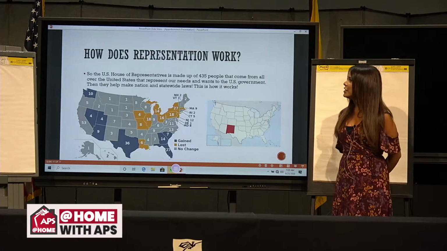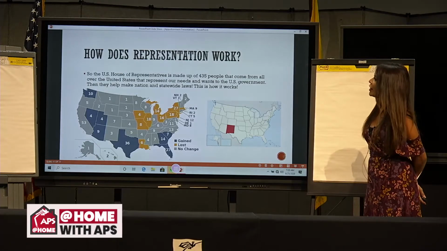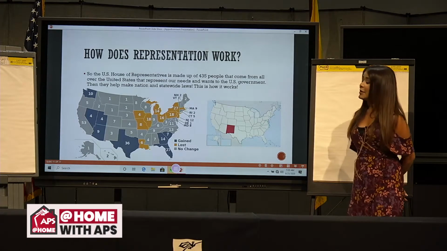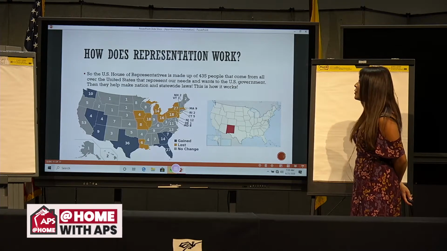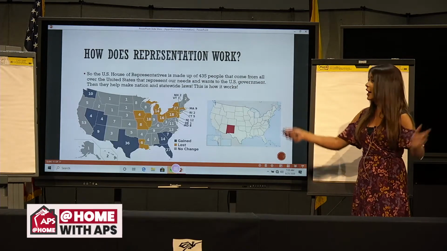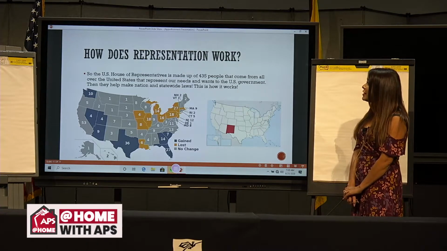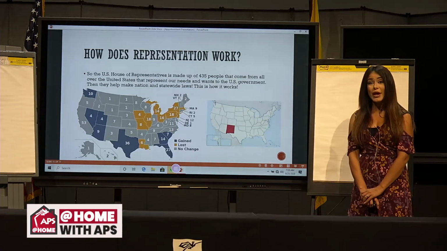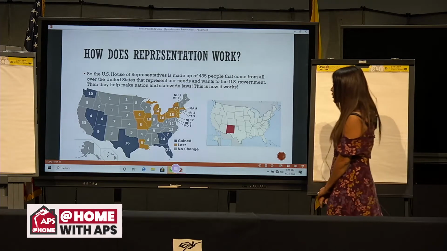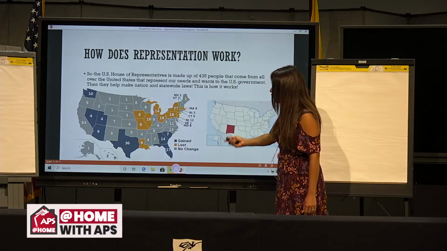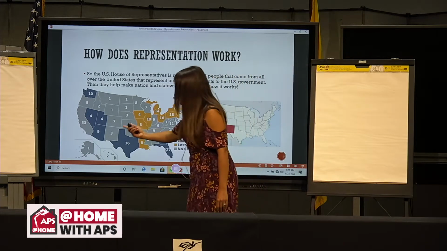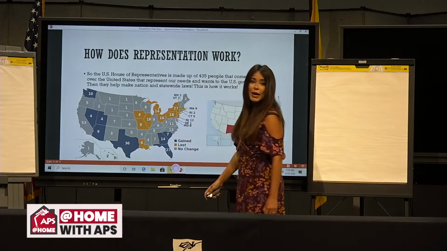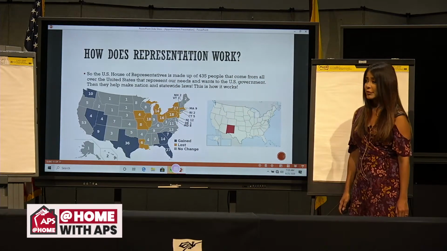So how does representation work? Let's talk a little bit more about that. So the U.S. House of Representatives is made up of 435 people that come from all over the United States and represent our needs and wants to the U.S. government. They help make nation and statewide laws. This is how it works. So again, New Mexico is right here. We have 3 representatives that go and help and make our laws for our country.